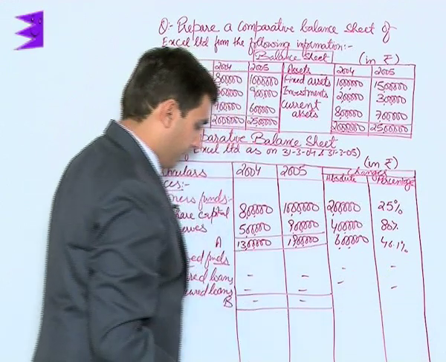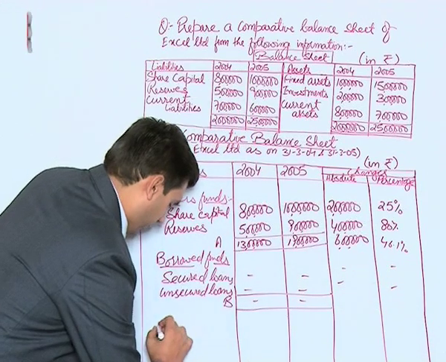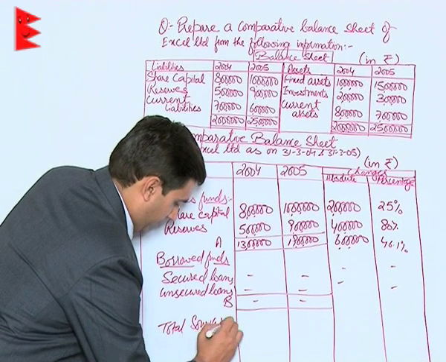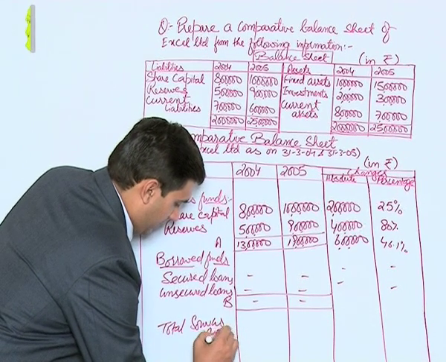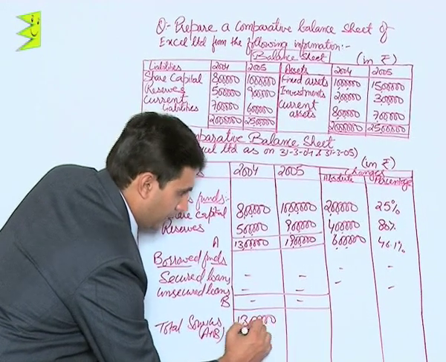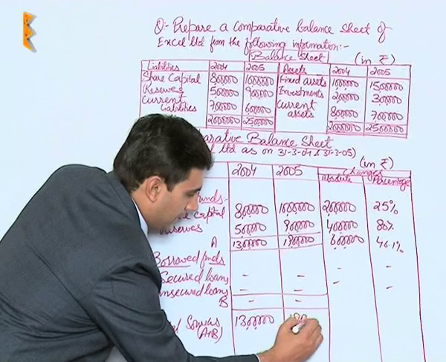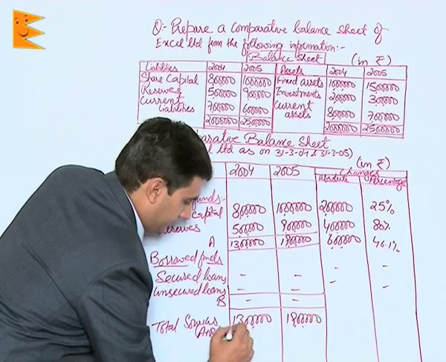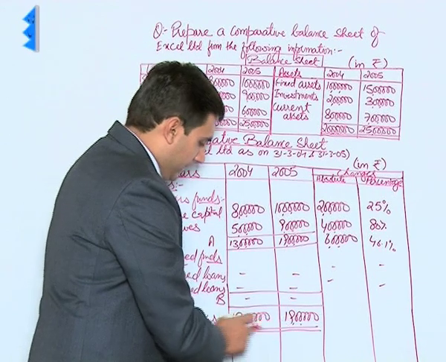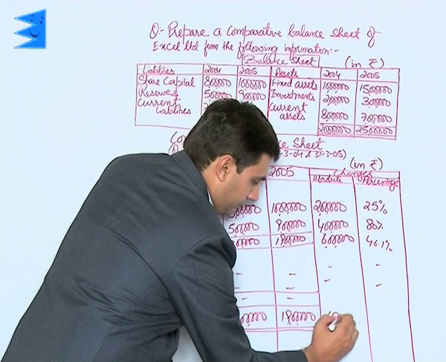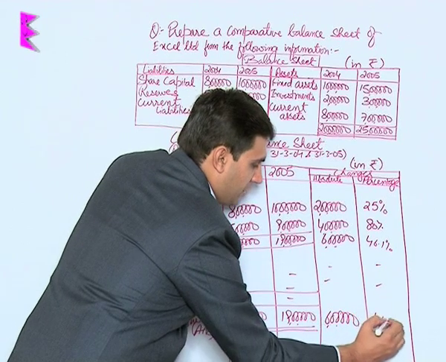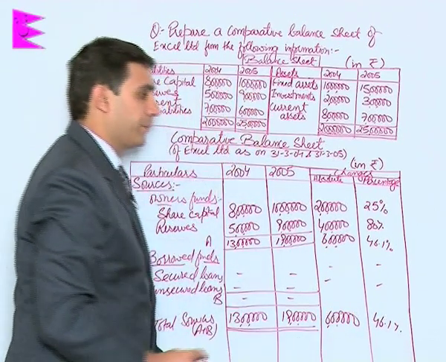This is blank. Then we will have total sources, which would be A plus B. That would be 13 lakh and 19 lakhs. Again, absolute change would be 19 minus 13, that is 6 lakh, and 46.1% would be the change.